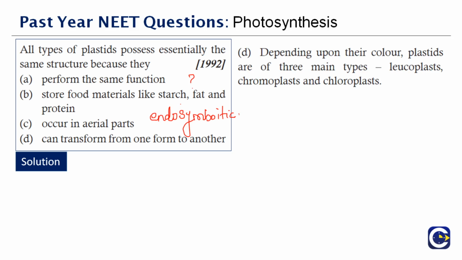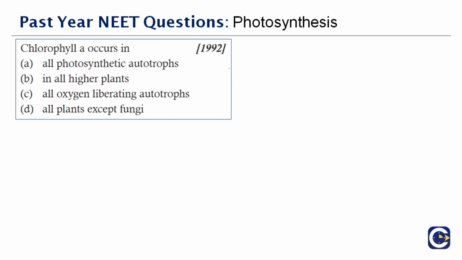Depending upon the color, plastids are of three types: leucoplast, chromoplast and chloroplast. The correct answer is option D. Now coming to the next question, which was asked in the year 1992. Chlorophyll occurs in dash. Oh my god, this is a very easy question for you to answer, I think. Again, it's to do with your logic because they have almost given all similar options here.